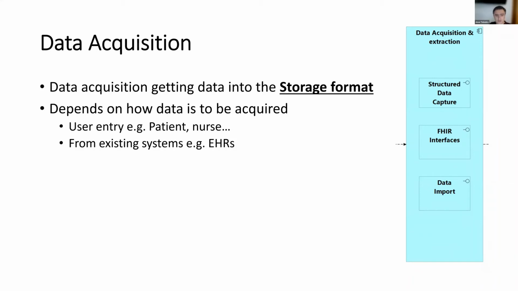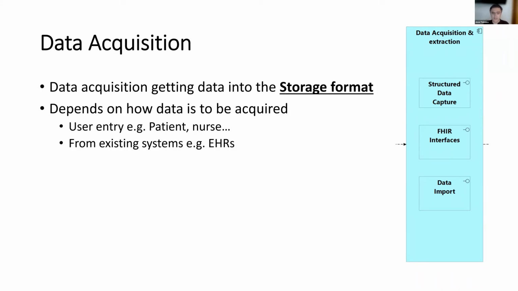So data acquisition, and this is pretty much where FHIR plays a role. We get data into the target format, so the storage format. Is it, as I mentioned before, user entry? So do we ask the patient or the nurse to get the data, or do we get data from the EHRs? And if we get the data from the EHRs, do we expect to have FHIR interfaces, or do we do a data import from whatever is out there? So those are the considerations that you have to make when defining your architecture.